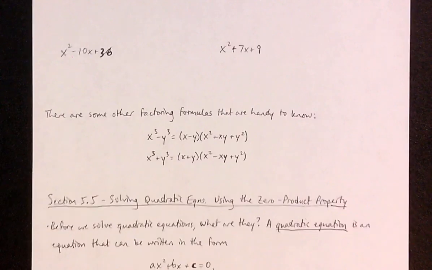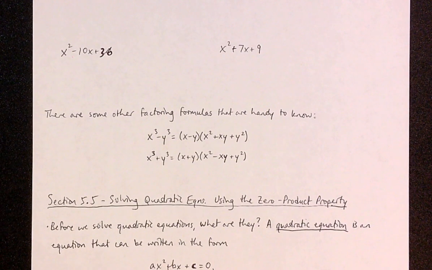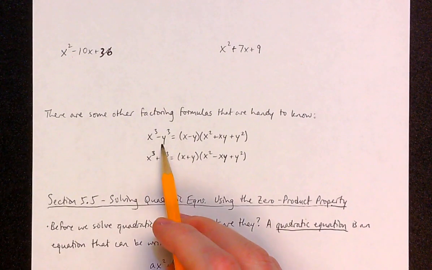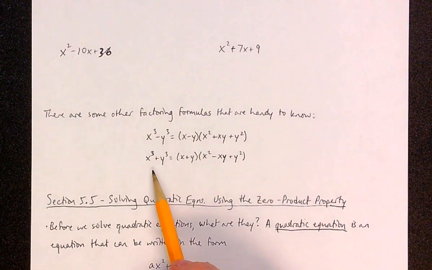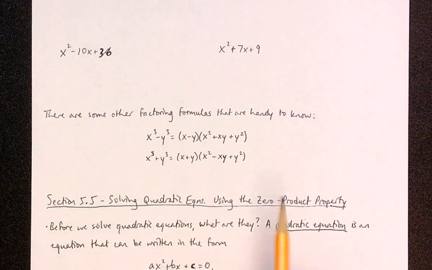So those formulas and those techniques were all used when the largest power we had on the x was 2. So x squared plus or minus some other terms. There are some other factoring formulas that are out there. These deal with cubes. So we have x cubed minus y cubed equals this thing. And then we have x cubed plus y cubed is equal to that thing there.